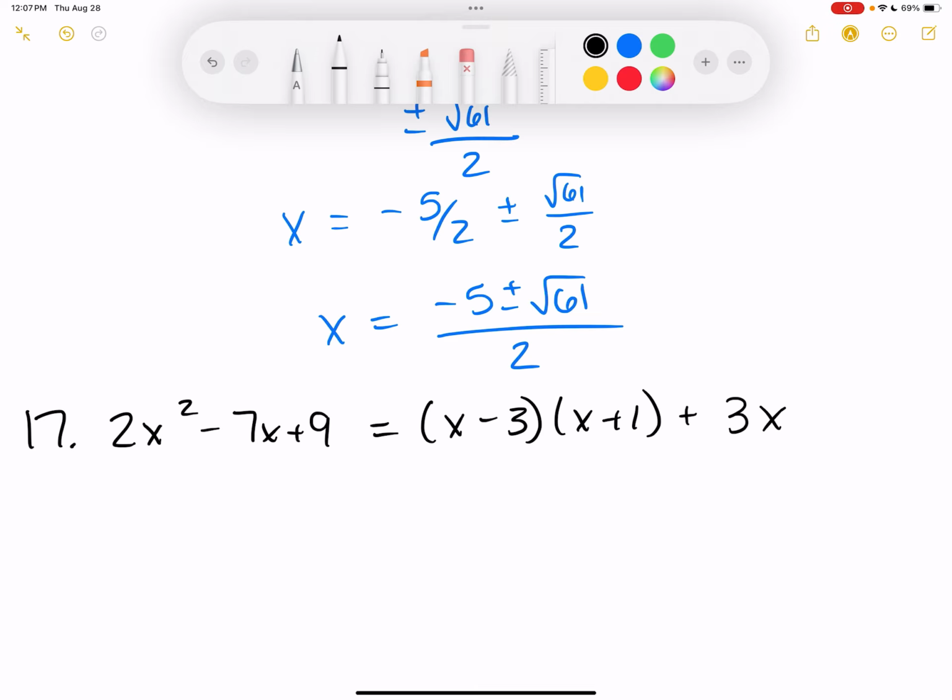I believe in Shepherd. Miss Coy, should we make the right side look like the left side with the factoring? Yeah, so I would go ahead and multiply the right side and combine like terms.